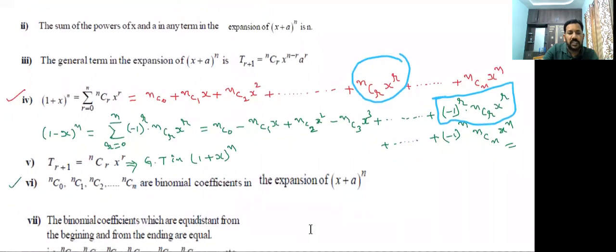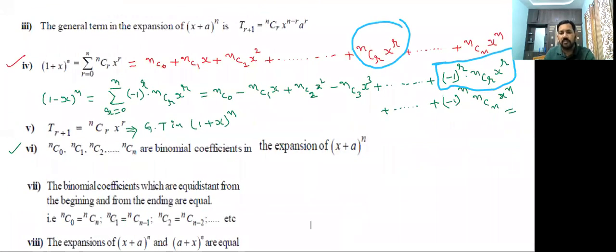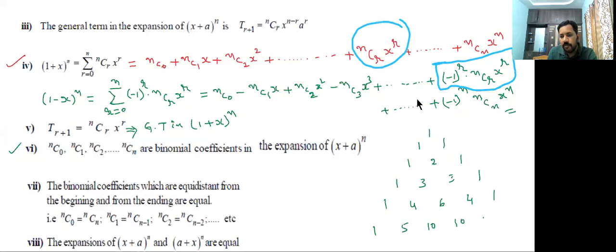Now I am going to discuss another point. See the seventh point, what is given: the binomial coefficients which are equidistant from the beginning and from the ending are equal. So already you know the Pascal triangle. Once again I am writing: 1; 1, 1; 1, 2, 1; 1, 3, 3, 1; 1, 4, 6, 4, 1; 1, 5, 10, 10, 5, 1.